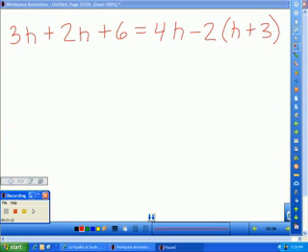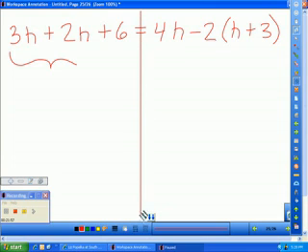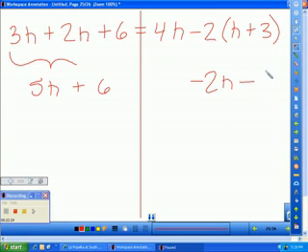I am going to go ahead and solve it. First of all, actually the first thing I want to do before I get started is draw my line down the middle. Then I've got some like terms to combine. 3h plus 2h is 5h plus 6. So I've got some distributive property I have to do over here. Remember that technically this is a negative 2 because it's got a subtraction sign in front of it. So minus 2 times h is minus 2h. Negative 2 times positive 3 will be minus 6.